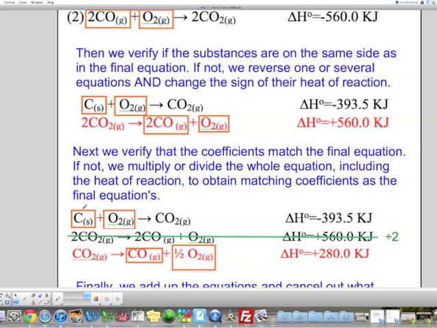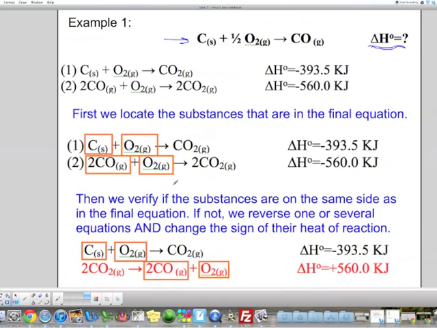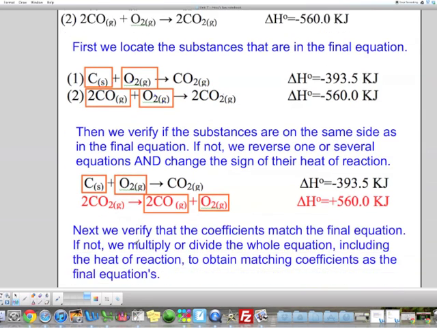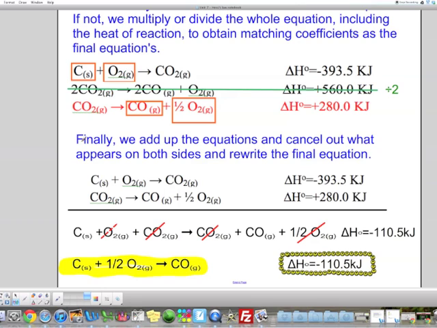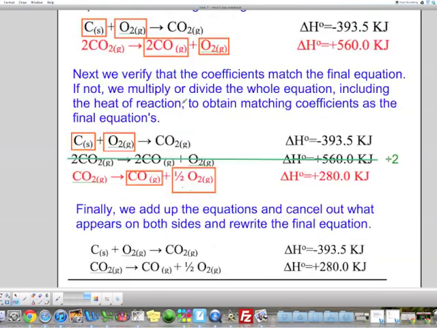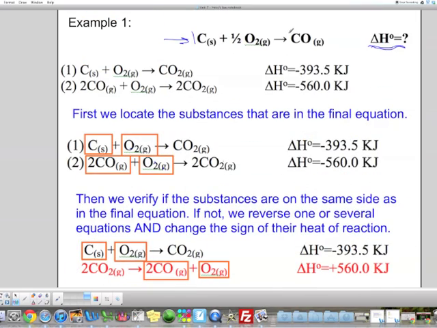So if I go back, carbon, how many do I need? I need only one. So there's only one carbon here. I need only one in this equation, which is what I have. I have only one carbon. Again, oxygen, I'm not going to look at because it's in two separate places. I'm going to deal with that at the end. Let's look at the CO. How many COs do I need? I need one CO on the product side.